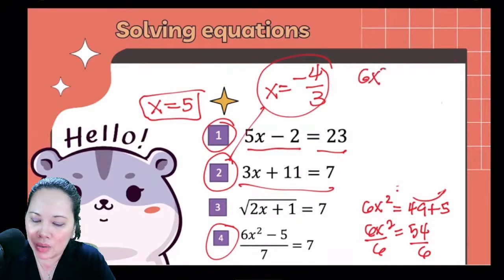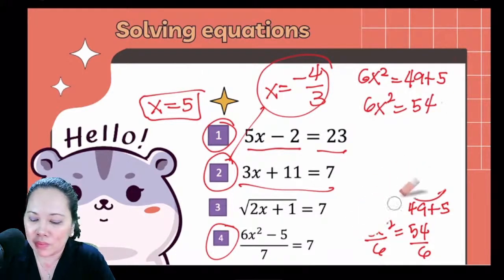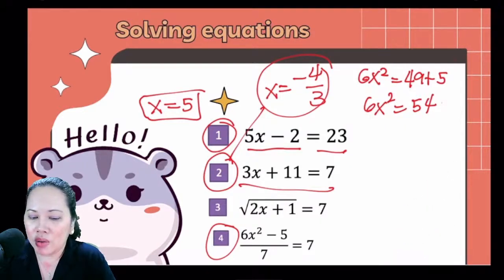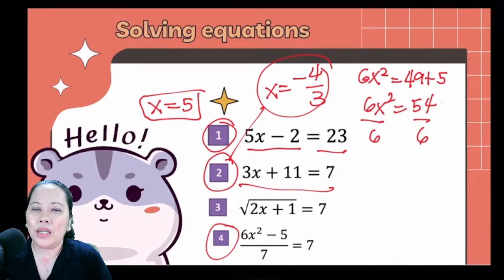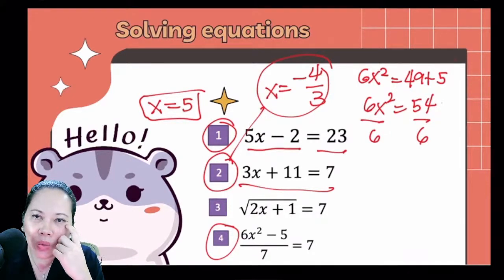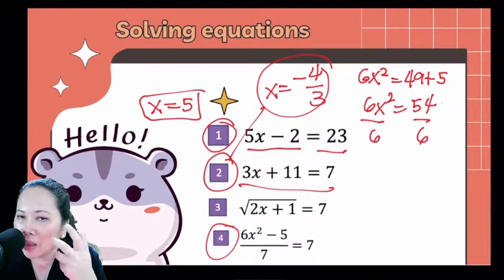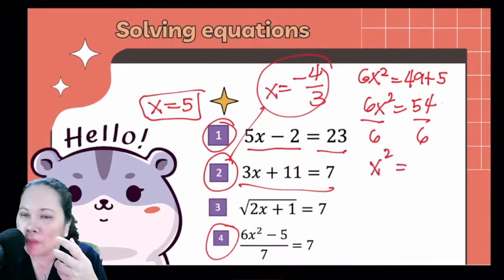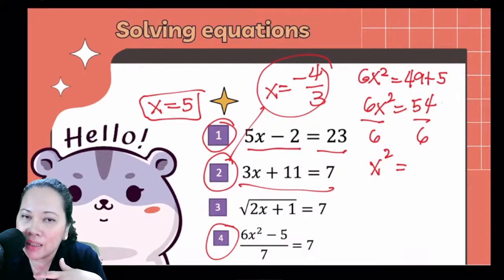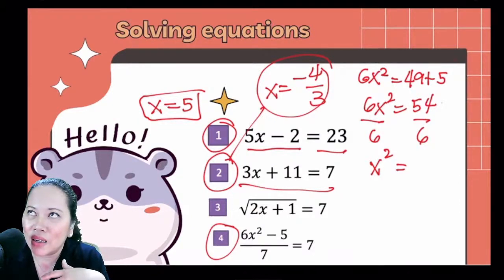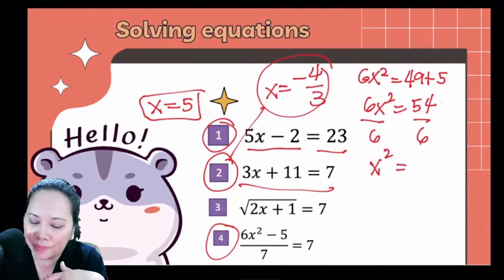So 6x squared equals 54. So the next step is you divide it by 6. Okay, so dividing this by 6, 6 divided by 6 is 1, so you'll have x squared. And then 54 divided by 6 on the other side, that will be 9, right? 6, 7, 8, 9. Yes, 54.